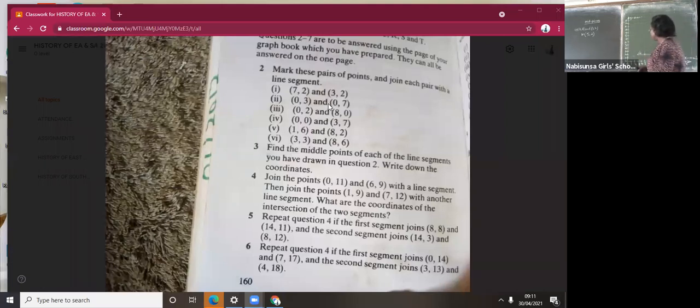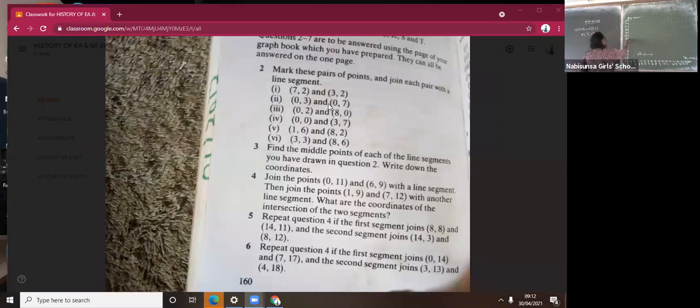So now for question number 2, Roman 2, we are having the endpoints of the line segment as 0, 3 and 0, 7. Remember the first coordinate is always the x coordinate and the second one is the y coordinate. So we have 0, 3, meaning that we get 0 from the x-axis and 3 on the y-axis. So we locate the point 0, 3. And the second point is 0, 7. So our second point is 0 on the x and 7 on the y.